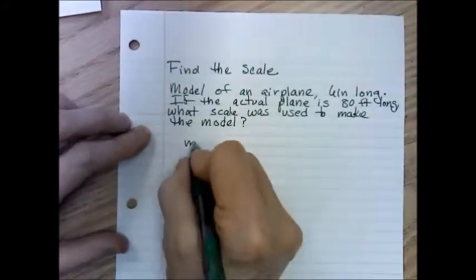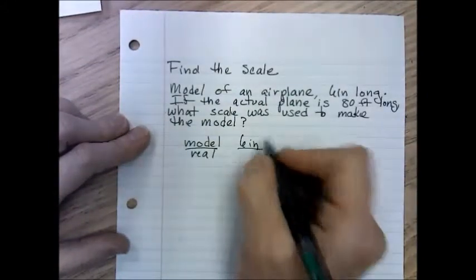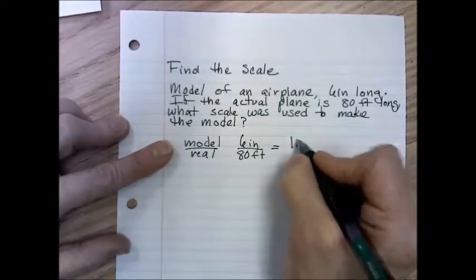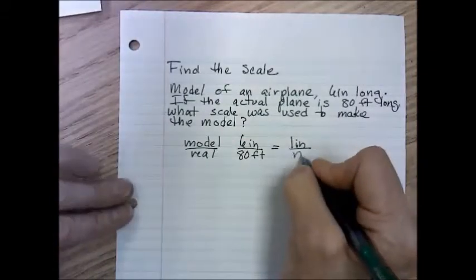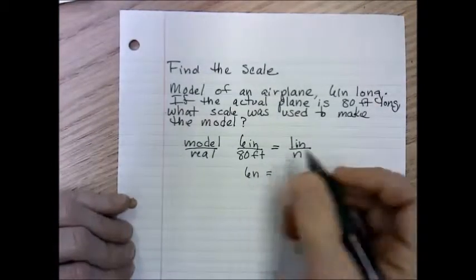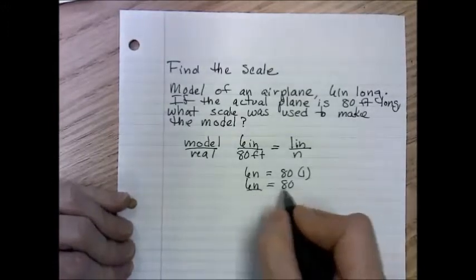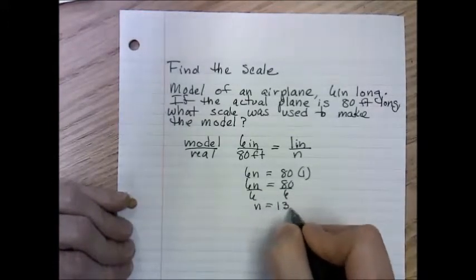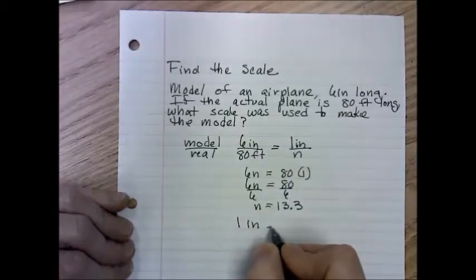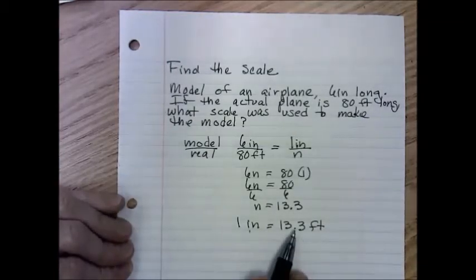Okay, so again, we're going to set it up as model over real. We know that 6 inches on the model represented 80 feet for the real thing. So we're just going to set our model to 1 inch, and the real item is where we're going to put our unknown n. Using our cross product, 6n equals 80 times 1. So 6n equals 80, and when we divide by 6, we get n equals 13.3. So the way that we would write the scale is that 1 inch represents 13.3 feet in the real thing. So 1 inch on the model represented 13.3 feet.